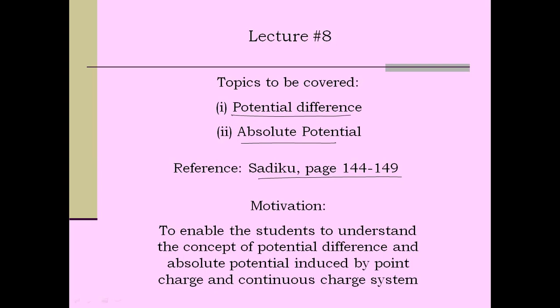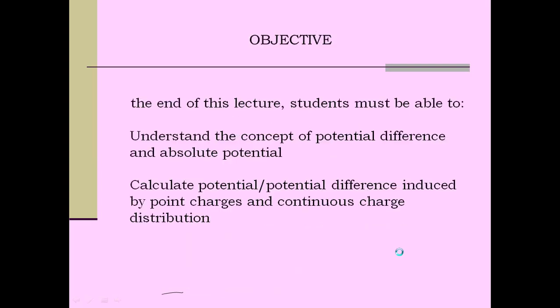The motivation for this lecture is to enable the students to understand the concept of potential difference and also absolute potential, which are said to be induced or produced by the point charge and also the continuous charge system. So we're going to see what should be the potential produced by the point charge and also other types of charge distribution, which include the line charge, the surface charge and the volume charge. So basically, these are the important things to be learned in chapter 8, lecture 8.